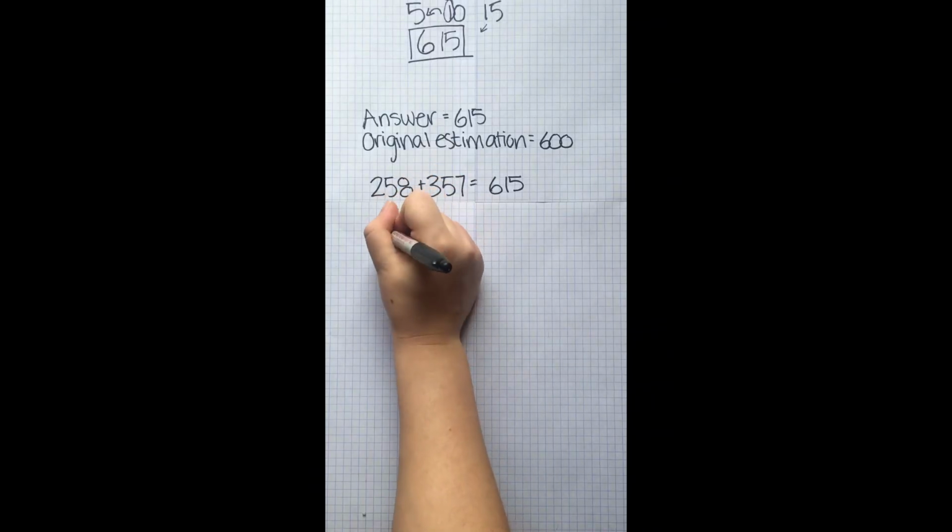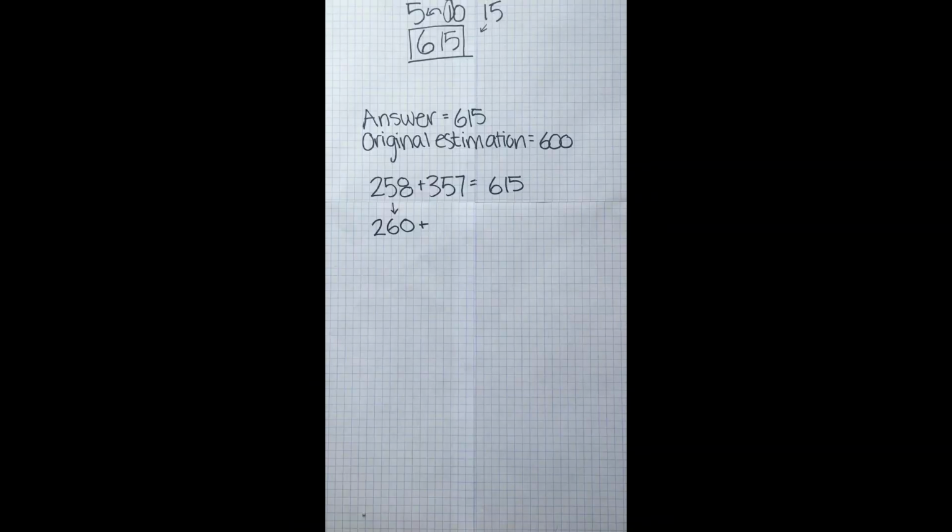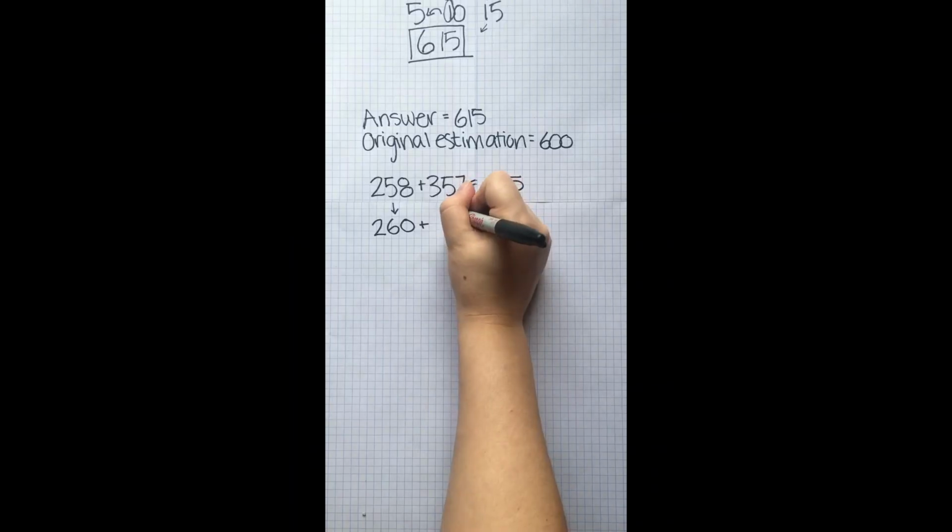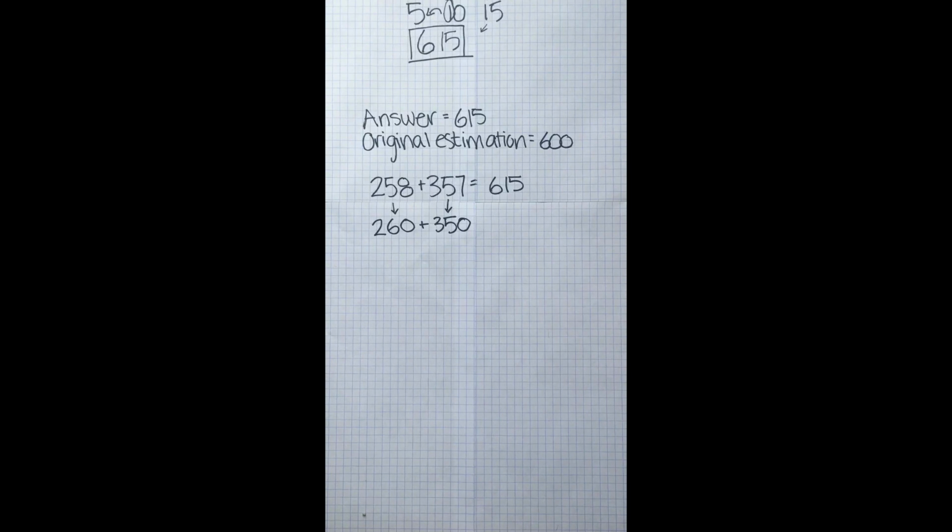We know that our answer is 615. However, our original estimation was 600. In order to come up with a closer estimation, we can choose to use different numbers. 258 can be rounded up to 260. We can also round 357 down to 350. By rounding one number up and one number down, we're more likely to get close to our final answer.